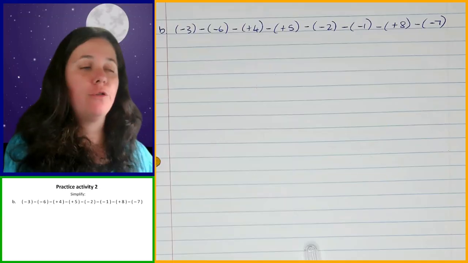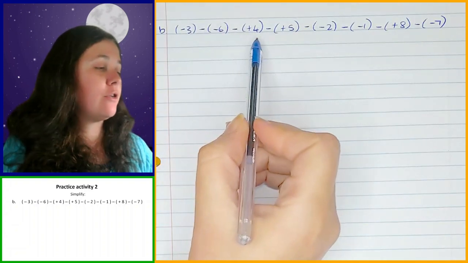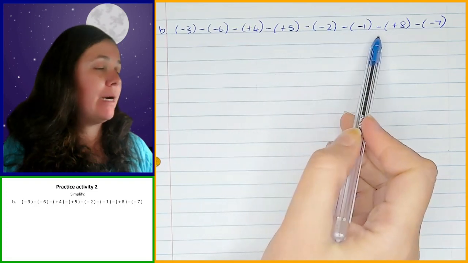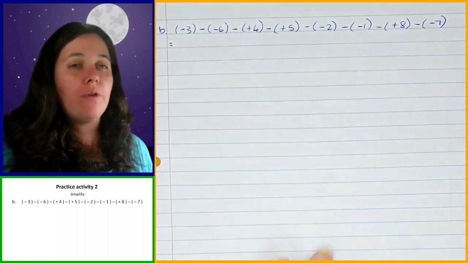Okay, so let's go through question B. So here we have negative 3 minus negative 6 minus positive 4 minus positive 5 minus negative 2 minus negative 1 minus positive 8 and minus negative 7. So first we're going to drop all of our brackets.